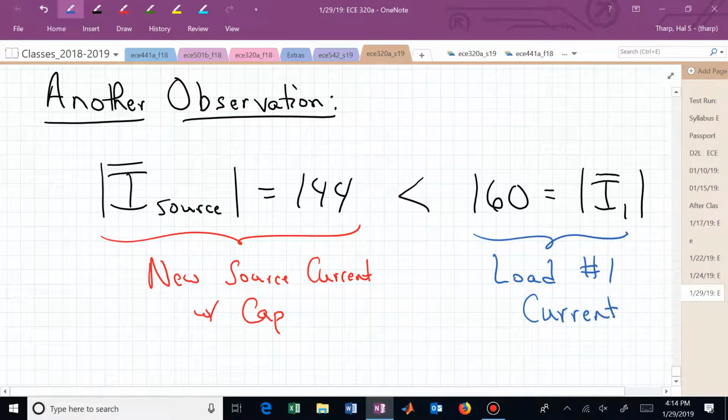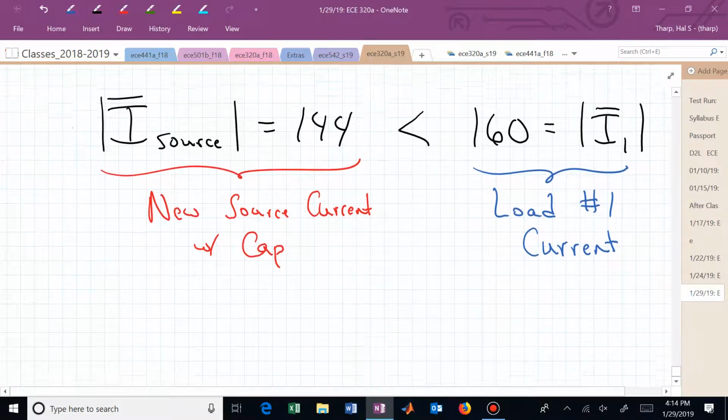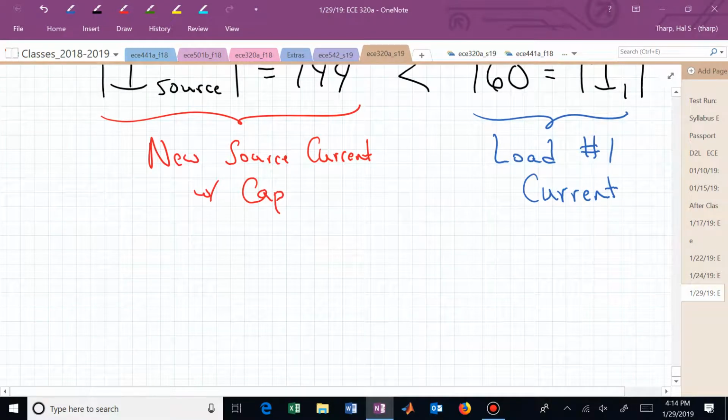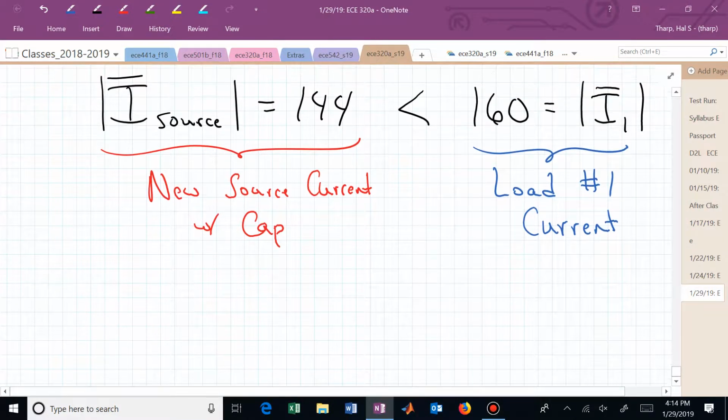What? Gosh. Are we doing something wrong? What's happening? Now our source, we're just asking for 144 amps, but one of our loads is using 160. Don't tell anyone, huh? Maybe they won't charge us. But we've had to pay for that capacitor bank. What's going on?